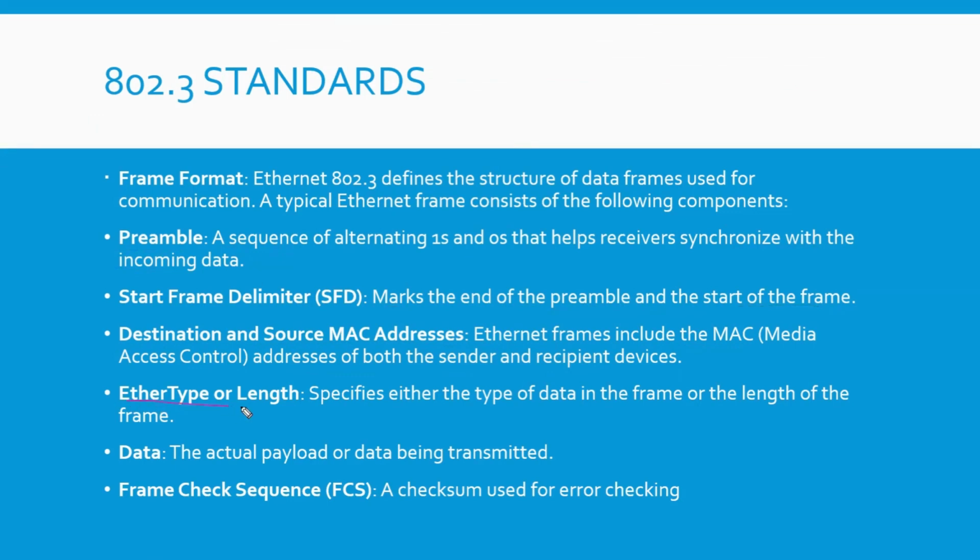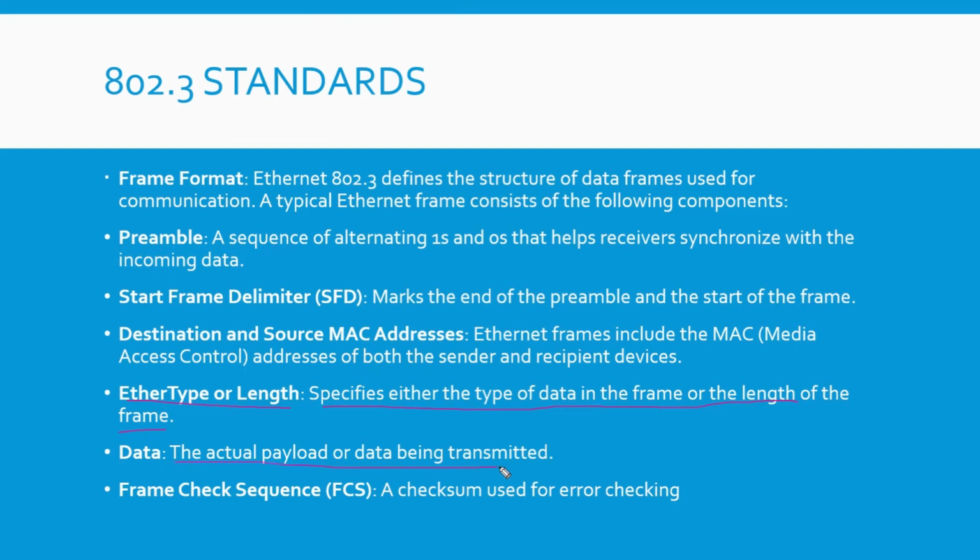Then we have an EtherType or length, which specifies either the type of data in the frame or the length of the frame. The length of each frame is always written beforehand. It has to be written in the frame, and the preamble frame will tell the switch that this many frames will be coming into your network, so make sure to allow it. Then we have data.